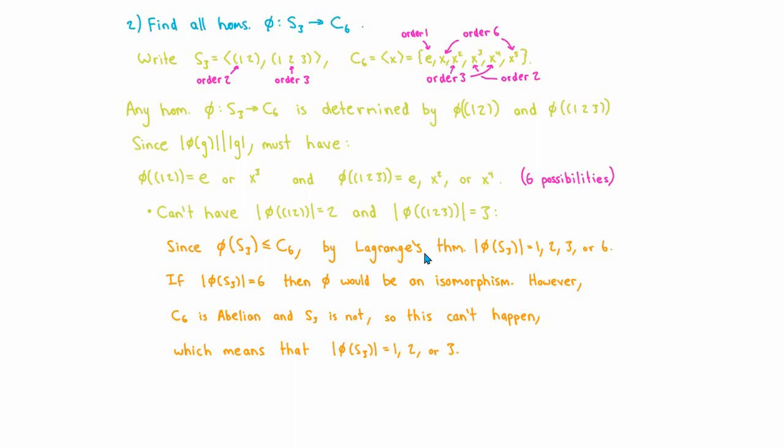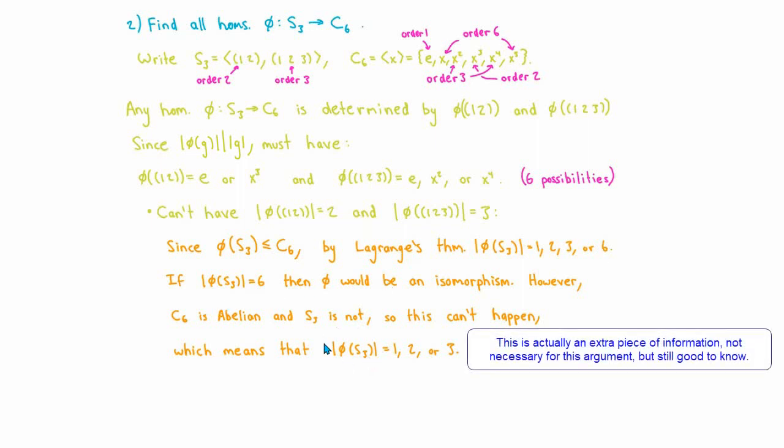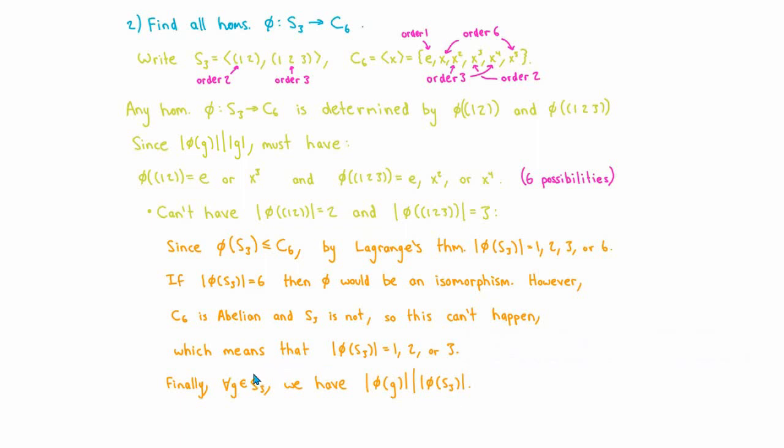Now, by Lagrange's theorem, the possibilities for the order of the group phi of S3 are 1, 2, 3, or 6, and since we can't have 6, that leaves us with the possibilities that phi of S3 has order 1, 2, or 3. Remember, though, that the order of any element of a group must divide the order of the group, which means that for every g in S3, the order of phi of g must divide the order of the group phi of S3.